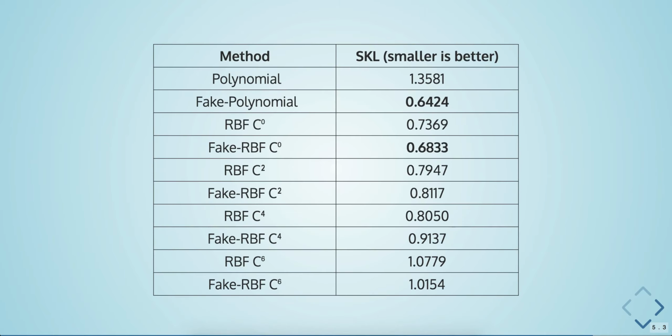Let me show you some results in terms of SKL. Now, as you can observe, in most cases, the fake version of each interpolation method leads to a better approximation of the ground truth, especially in the case of polynomials. Here the difference is very huge, it's huge with respect to the others.